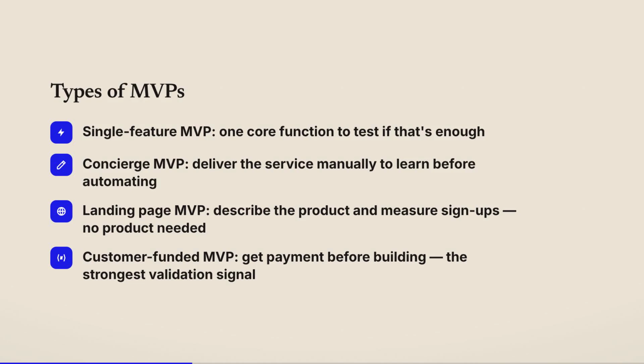A concierge MVP delivers the service manually behind the scenes, so you can learn about customer needs before building automation. A landing page MVP describes the product and measures how many people sign up. Pure demand testing without any product at all. A customer-funded MVP gets customers to pay before the product is built, which is the strongest validation signal possible. The common thread: every MVP type is designed to maximize learning per unit of effort. If you're not learning, you're not building an MVP. You're just building slowly.